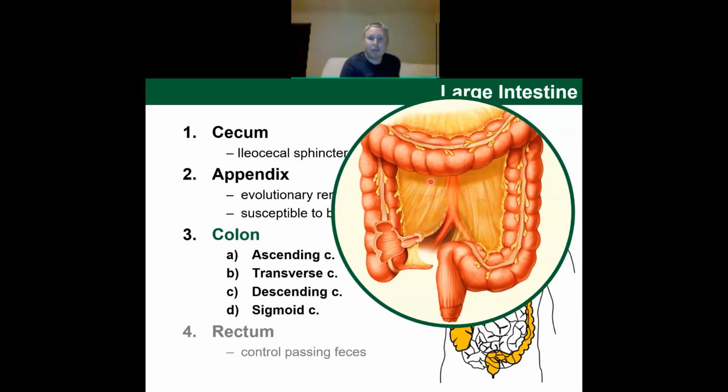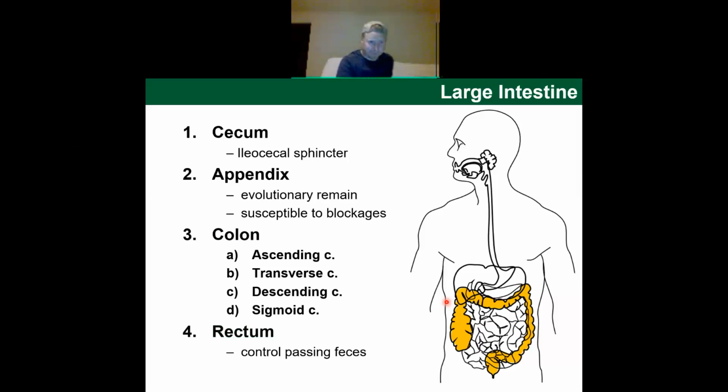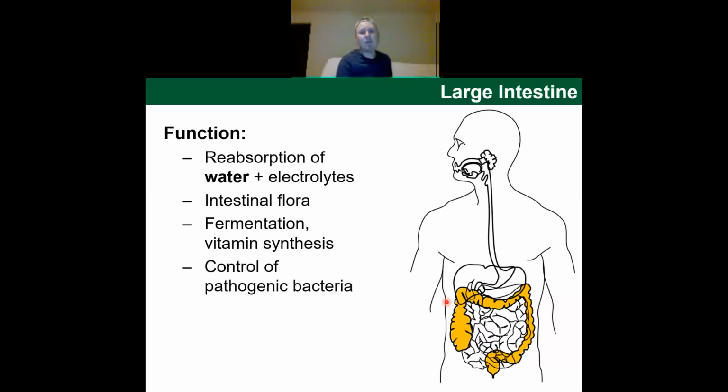You'll notice there as well, mesentery. And at the very end, we've got our rectum that stores feces until we're ready to get rid of them. So the main function of the large intestines is not absorption. The main function of the large intestines is the reuptake of water and also electrolytes. So this is where the chyme gets dried up and now becomes feces.